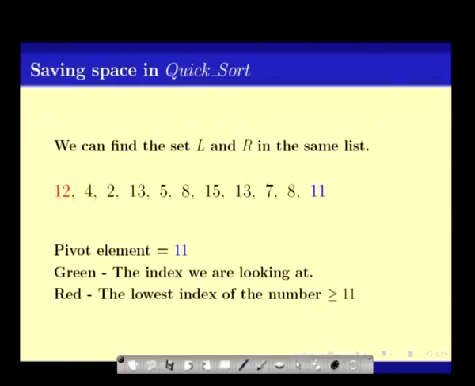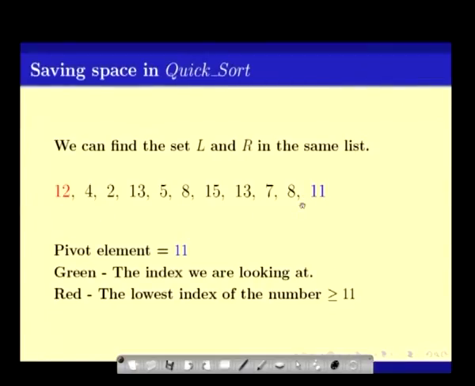Now, we will always mark using red the lowest index of the number that is greater than or equal to 11, but not 11. Note that 11 is anyway sitting at the end, so we do not have to worry about it for now. We just look at the set from 12 to 8, and red will always mark the lowest such element, and green will mark the index we are looking at. At this moment, we are looking at 12 only. Let us look at the next element. The green moves one step to the right, and we start looking at number 4.